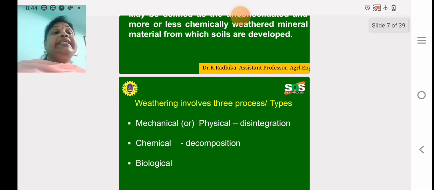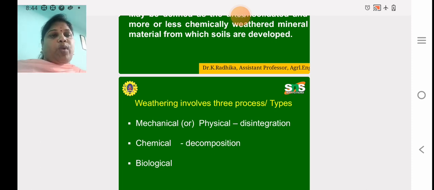Then weathering involves three processes or types. We studied the definition of weathering. There are three processes. One is mechanical weathering, or physical weathering, which involves disintegration. Then chemical weathering, otherwise called decomposition. And the last one is biological weathering.